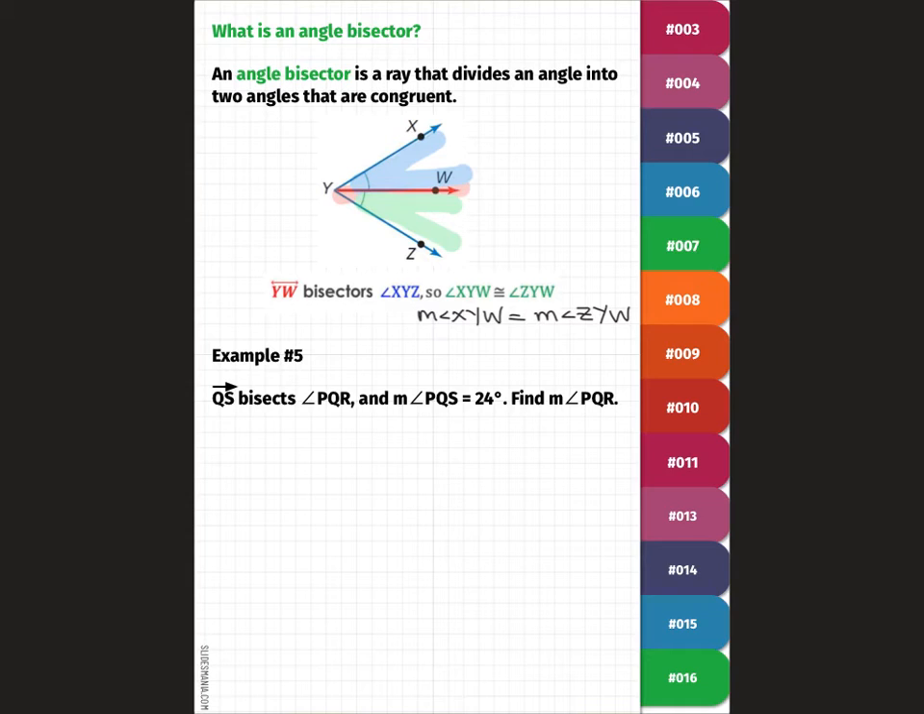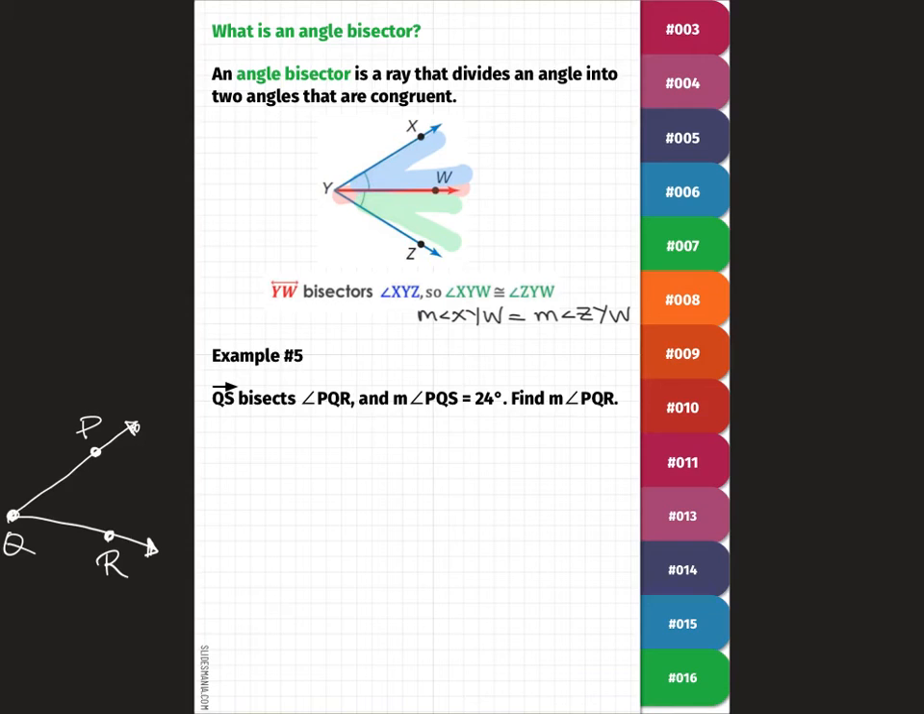Okay, so example number 5 says ray QS bisects angle PQR, and the measure of angle PQS is equal to 24 degrees. So find the measure of angle PQR. And so many of you may know automatically right off the top of your head, oh, I know the measure of the angle, but I want to walk you through step by step. So it says ray QS bisects angle PQR. So over here to the left, I'm actually going to draw angle PQR. So here's my angle. And so here's P, here's Q, and here's R.